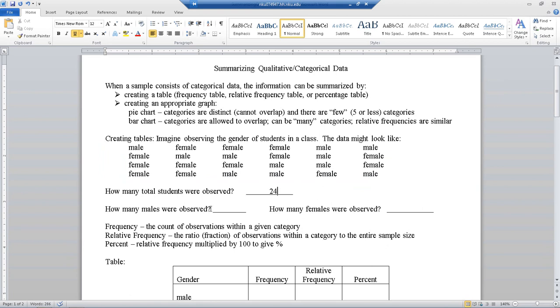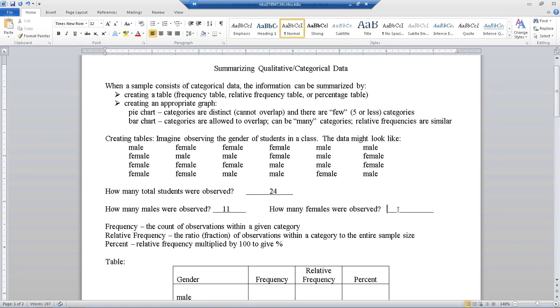Now, how many of those were male? Well, let's see. There's 1, 2, 3, 4, then 5, 6, 7, 8, 9, 10, 11. So 11 of the genders were male.